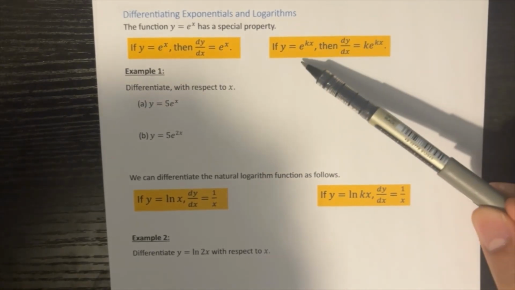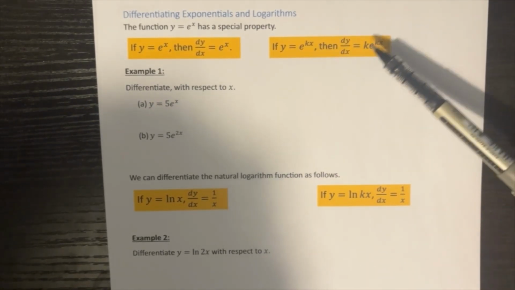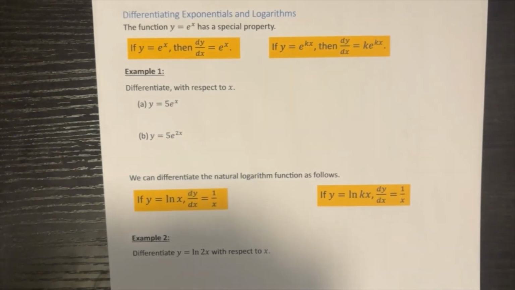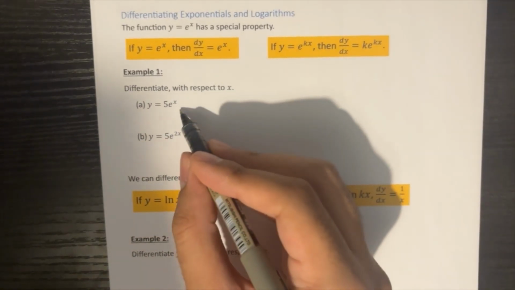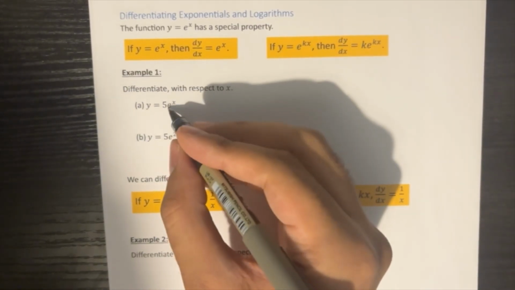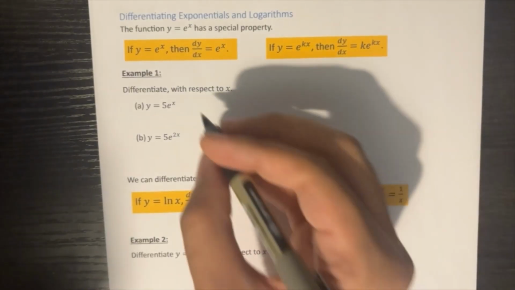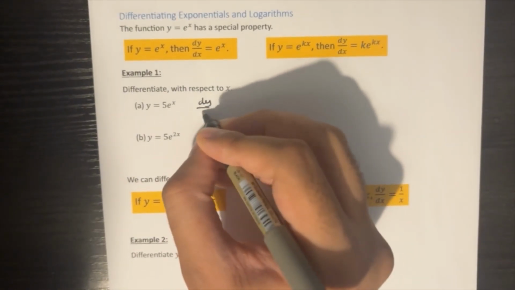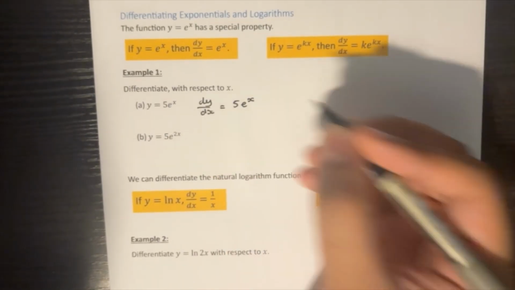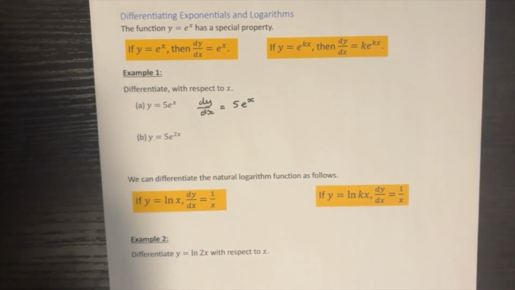x. If there's a constant in front of x, then we just multiply that by what is in front, but the power is staying the same. So in this first example, we're being asked to differentiate 5e to the x. So if y is equal to 5e to the power of x, then dy by dx is just equal to 5e to the power of x. Again, it has that specific property.